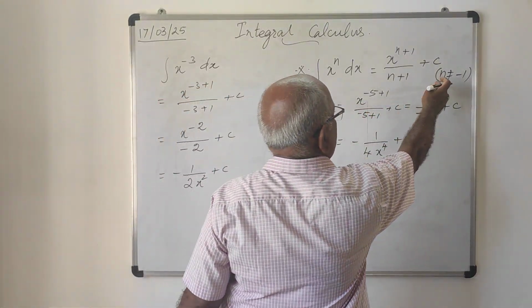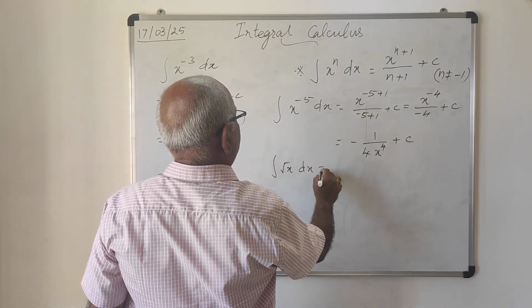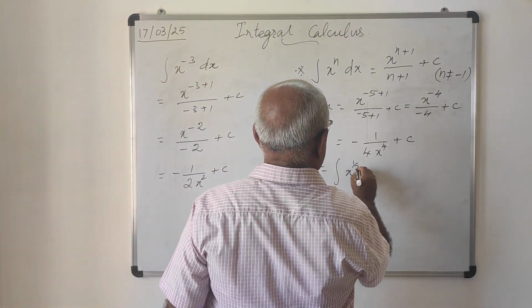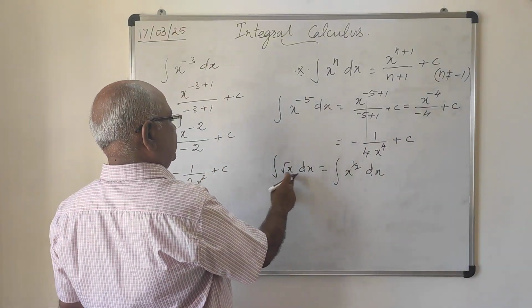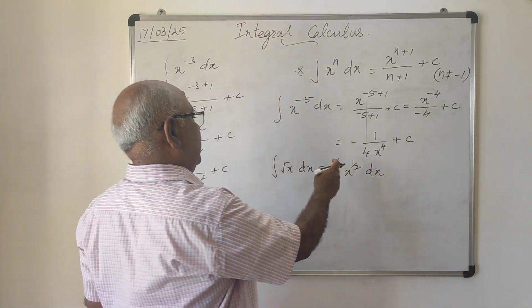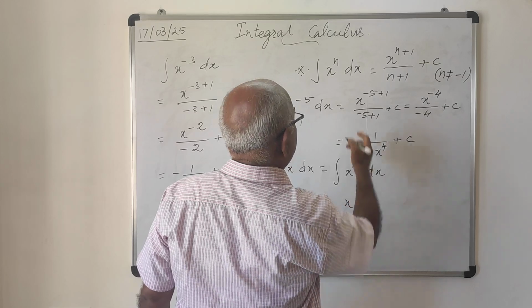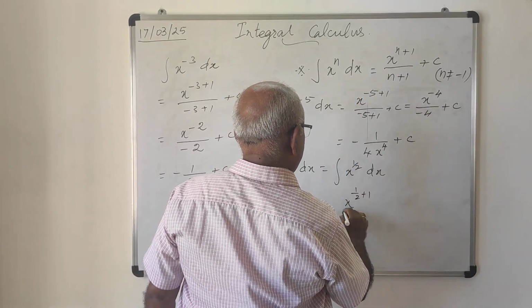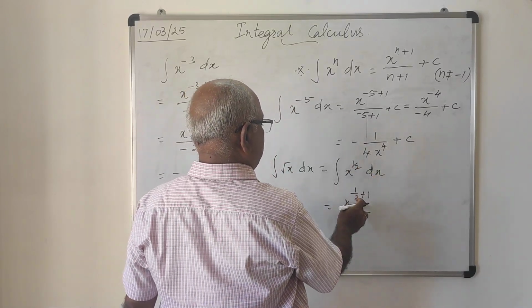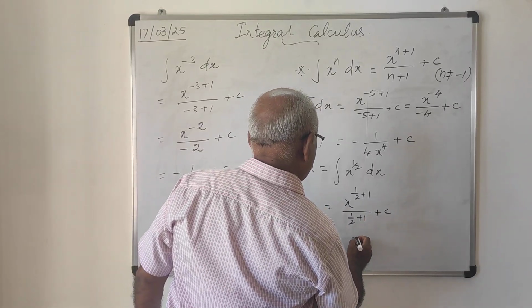And what if n is a fraction, a rational number? For example, integral root x dx. Root x can be expressed as x power half, so integral root x dx is integral x power half dx. If n is a fraction, a rational number, the same result is applicable. Integral x power half dx is x power half plus 1 by half plus 1 plus c.